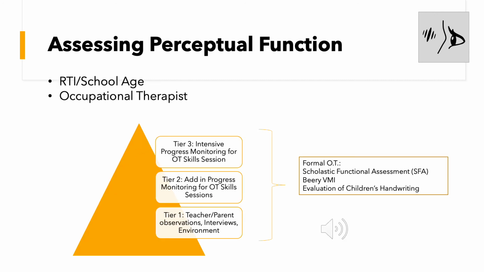The process of assessment for perceptual functioning within the school follows the same RTI structure discussed throughout the exam. Tier 1 focuses mainly on teacher-parent observations and interviews in various environments. Sensory processing interventions are usually administered and assessed by occupational therapists. Some of the most widely used measurements by occupational therapists for Tier 2 and 3 assessments can include the Scholastic Functional Assessment, the Beery VMI, and the Evaluation Tool of Children's Handwriting. It should be noted that sensory problems should be considered for all referred students prior to administering other functioning assessments.